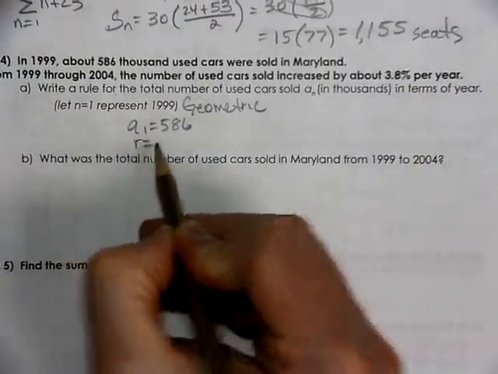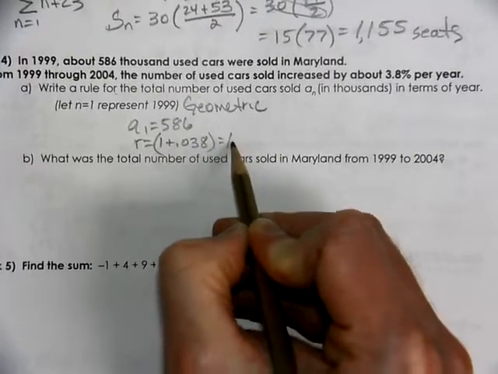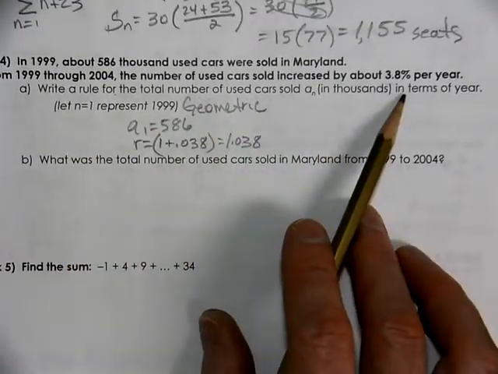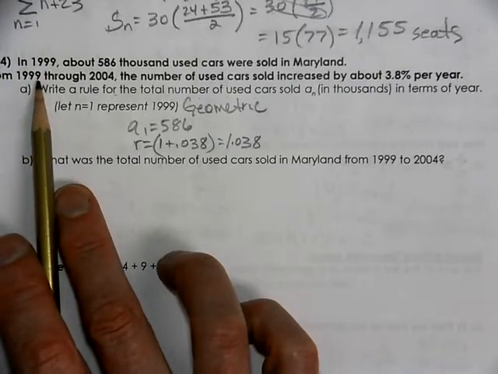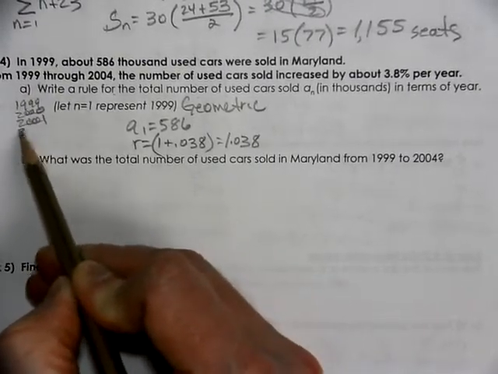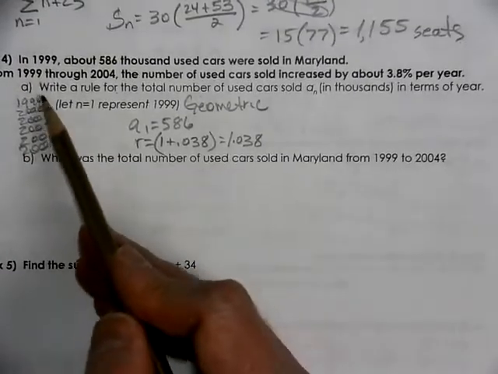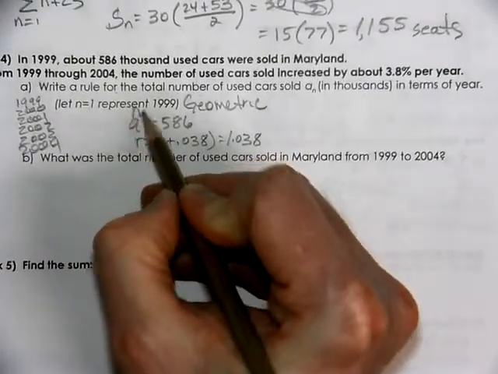By how much it's changing is going to be 1 plus 0.038, which is 1.038. That is your ratio. And the number of terms that we're going to have. Write a rule for the total number of cars in terms of years where n equals 1999, so that's 1. Then we have 2000 and 2001 and 2002 and 2003, then 2004. So it looks like we have 1, 2, 3, 4, 5, 6 numbers. So n is going to be 6.